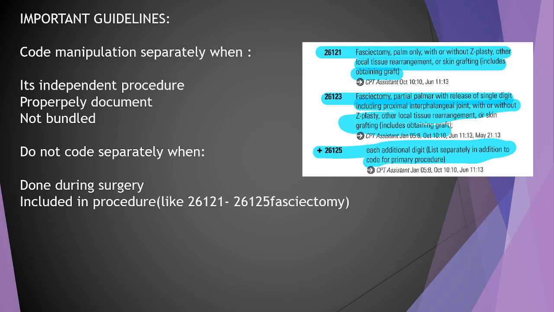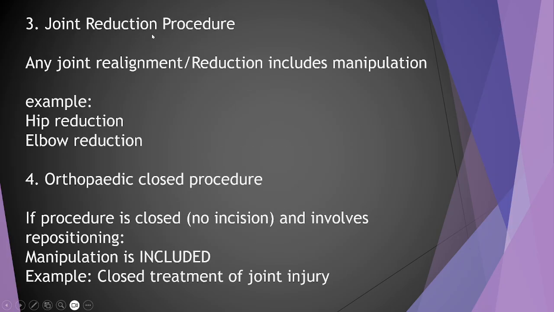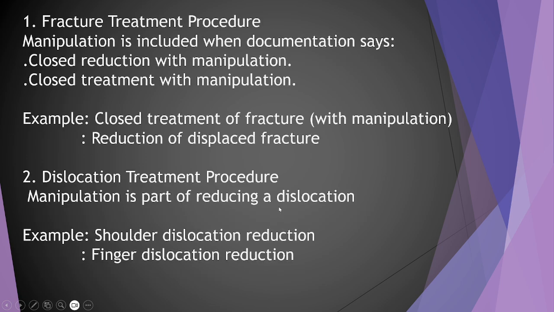And when do we not code it separately? When there is another procedure going on. For example, fasciectomy includes the manipulation procedures. So we'll see which types of procedures include manipulation: fracture treatment procedures, dislocation treatment procedures, joint reduction procedures, orthopedic closed procedures, and some other procedures also include manipulation. Here we'll see them one by one.